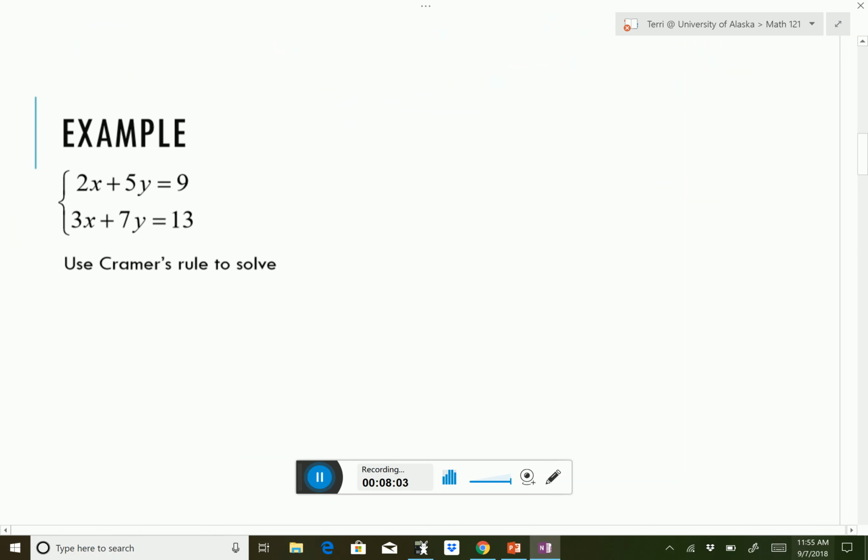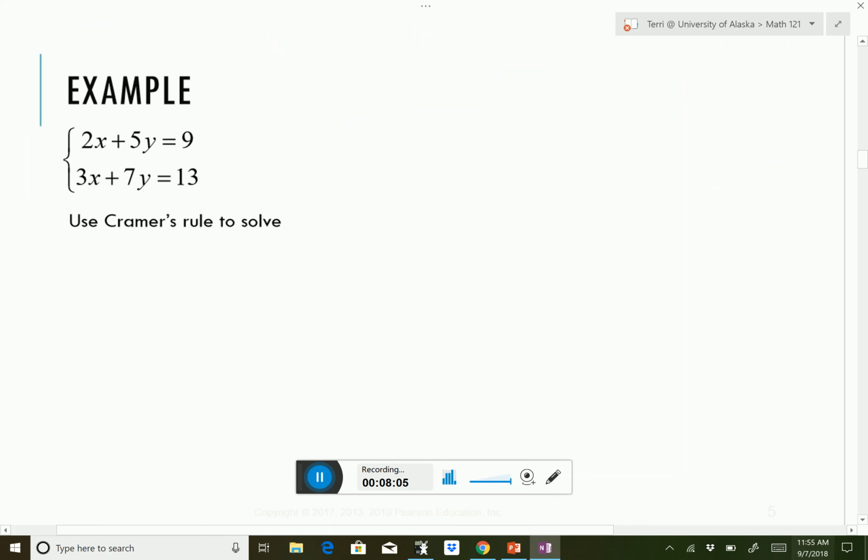So let's do another one. Let's use Cramer's rule to solve this one. So first of all, we want to find the determinant of the coefficient matrix. Remember, for determinants, we can use this absolute value sign. So that's 14 minus 15. So 2 times 7 minus 3 times 5 is -1.